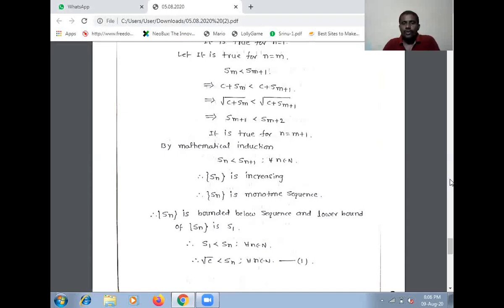So it is true for n equal to m plus 1. By mathematical induction, Sn less than Sn plus 1. So Sn is an increasing sequence. Increasing sequence means it is bounded below and it has a lower bound.